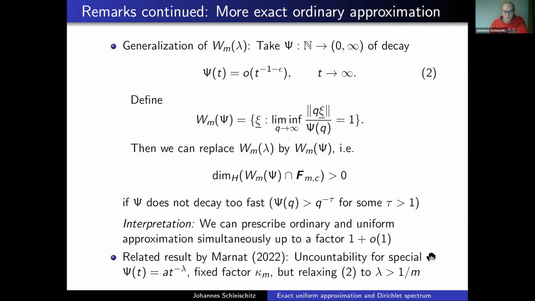I had this before, this new paper from Marnat. He got something similar, but he only got uncountability again instead of the Hausdorff dimension result. Then he considers special psi, he only gets a fixed factor, so he cannot go up to 1. So this kappa m is kind of small. But an advantage to my result is that I still need this decay property in 2, and he has this natural decay bound. Lambda is just greater than 1 over m. That would be the ideal outcome, to press it down to this. Okay.